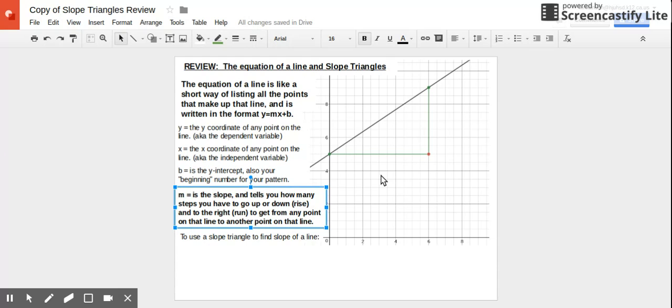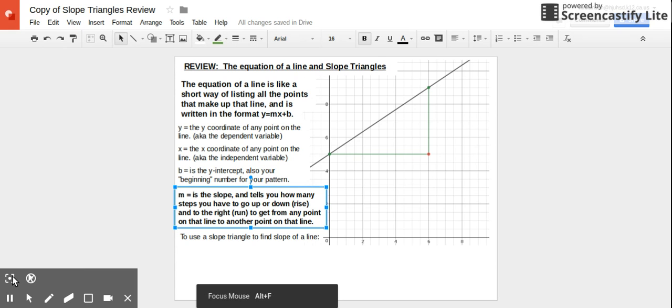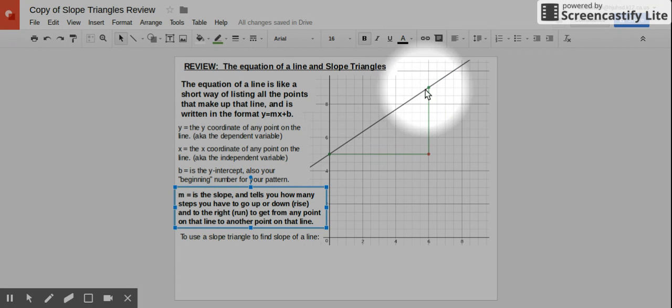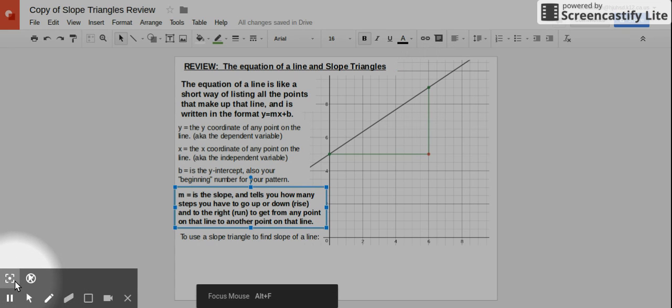And then m, finally, is the slope. The slope tells you how many steps you have to go up or down, that's the rise, and to the right, that's the run, to get from any point on that line to another point on that line. So for example, it's how do you get from your y-intercept all the way over here to this other point on the line, and it can be any 2 points that you want.